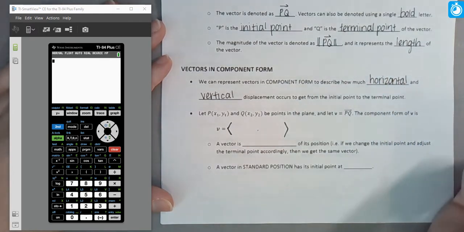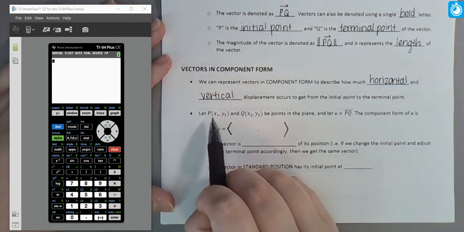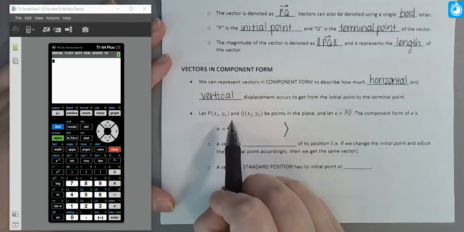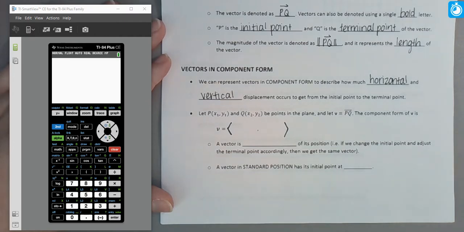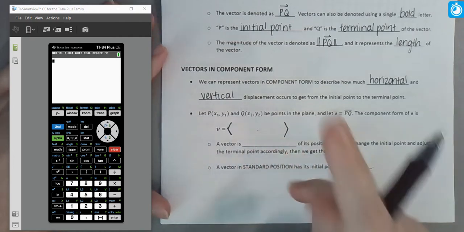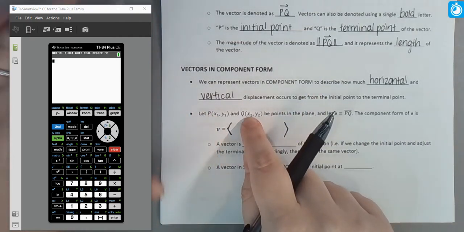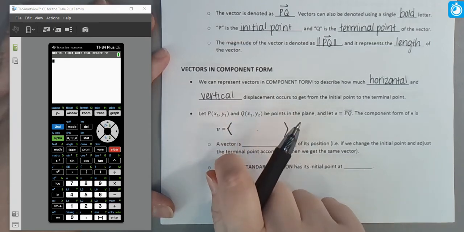This is pretty much specific to vectors, but this notation is going to be able to indicate that we're not talking about an ordered pair, which is given in parentheses. We're talking about a vector, which indicates some type of motion from one point to another. So the horizontal component of our vector, the first component, is going to be the difference of the terminal point's x-coordinate and the initial point's x-coordinate.